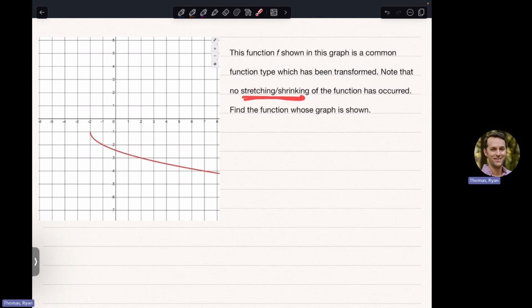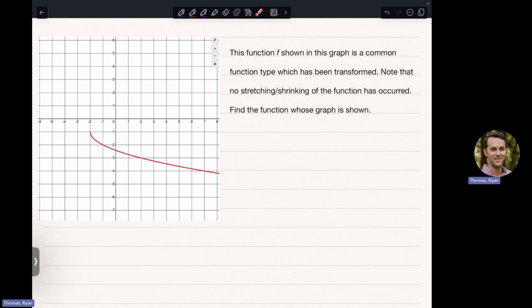Again, reading this off of a graph can be a little bit trickier. We have to get pretty granular and start looking at points and how far apart they are, and that kind of thing. It gets to be just a little bit much for right now. We'll revisit that later in the semester, but for now, none of that has occurred. We want to find the function whose graph is shown. So I'm looking for the symbolic version, or the equation, for the function that's shown here.